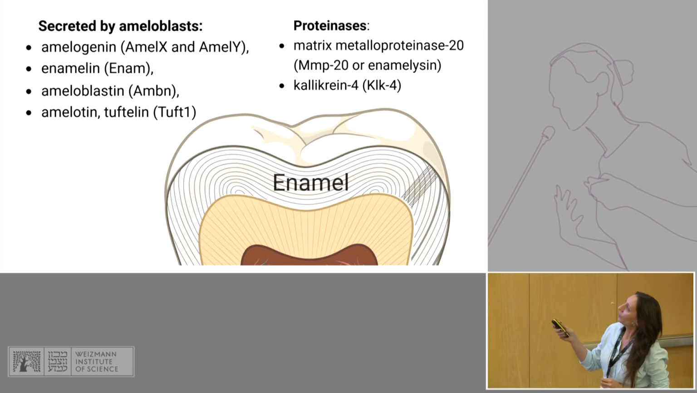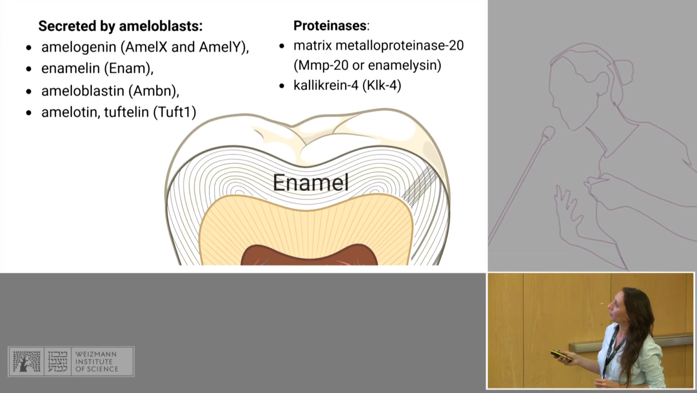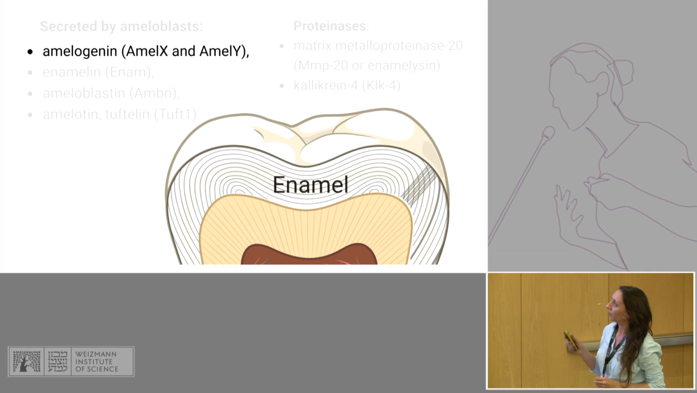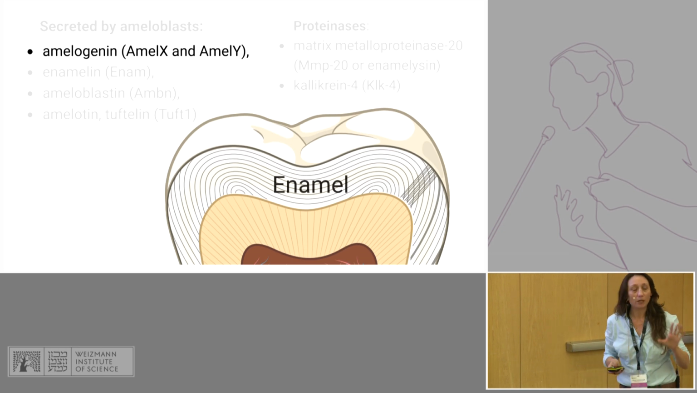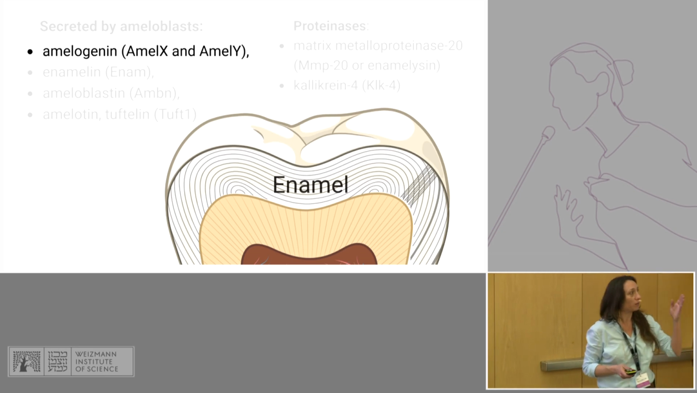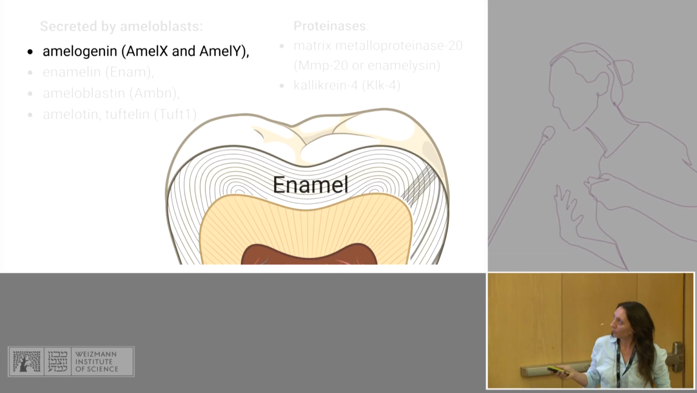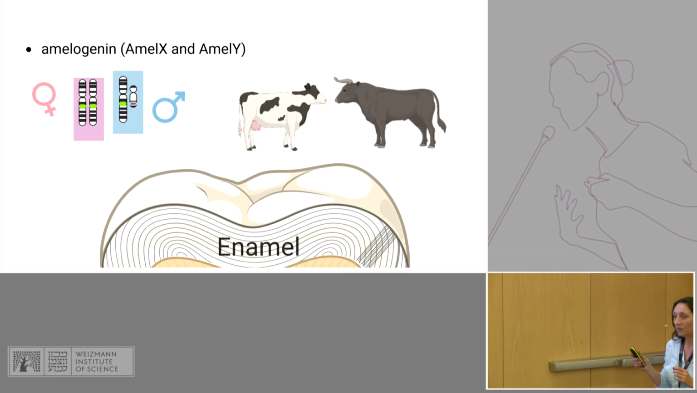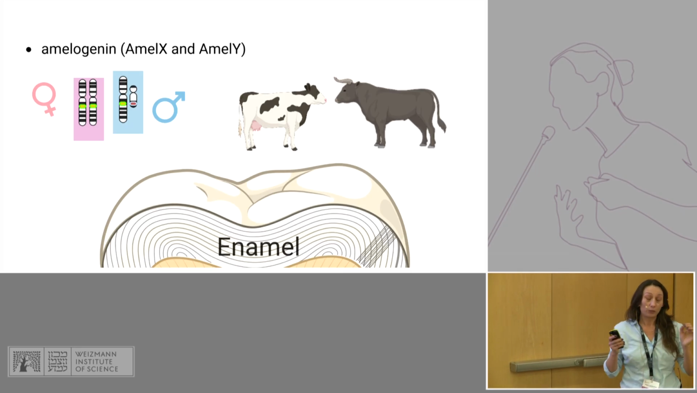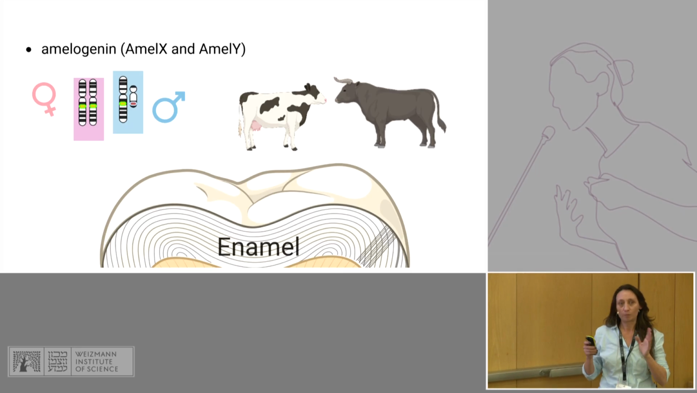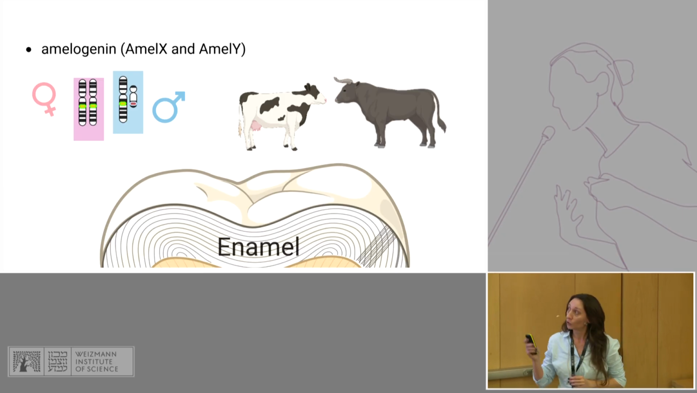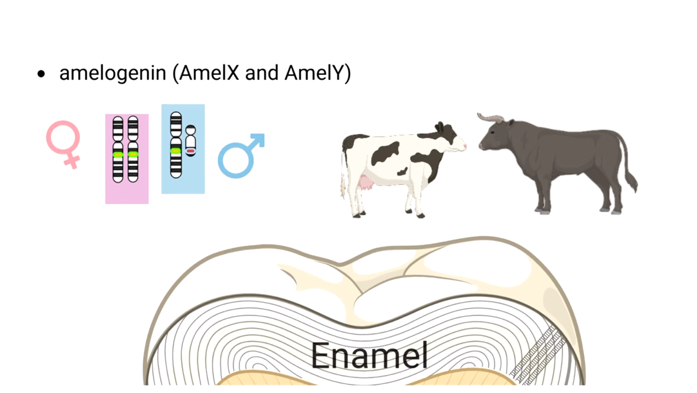The ameloblasts are going to produce different proteins, but we are going to work only on one, amelogenin. Why? Because this is a dimorphic protein, with a copy on the X chromosome and the Y chromosome. During evolution, there have been several mutations in the sequence between the X and the Y chromosome. So if I can extract and find a unique peptide that is only in the males, I will know the sex, right?